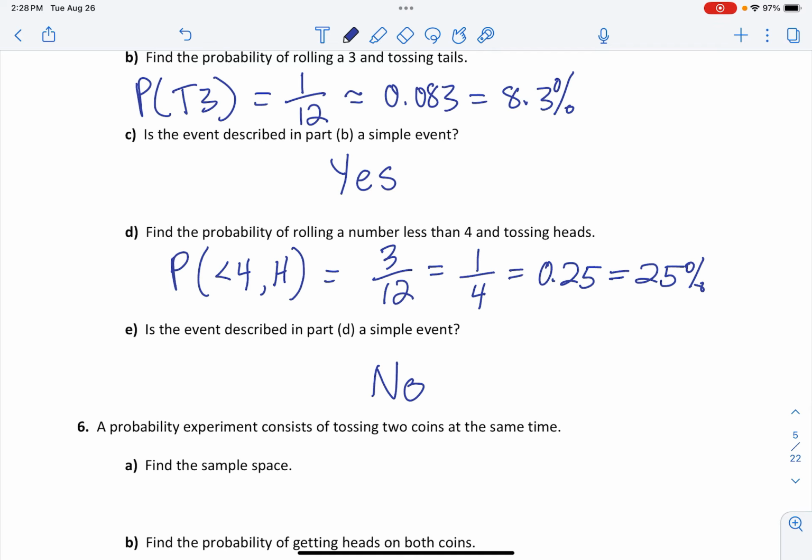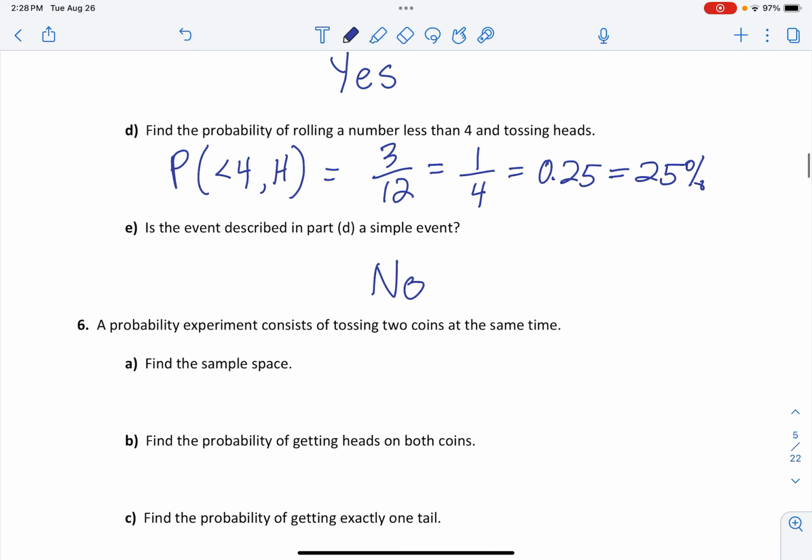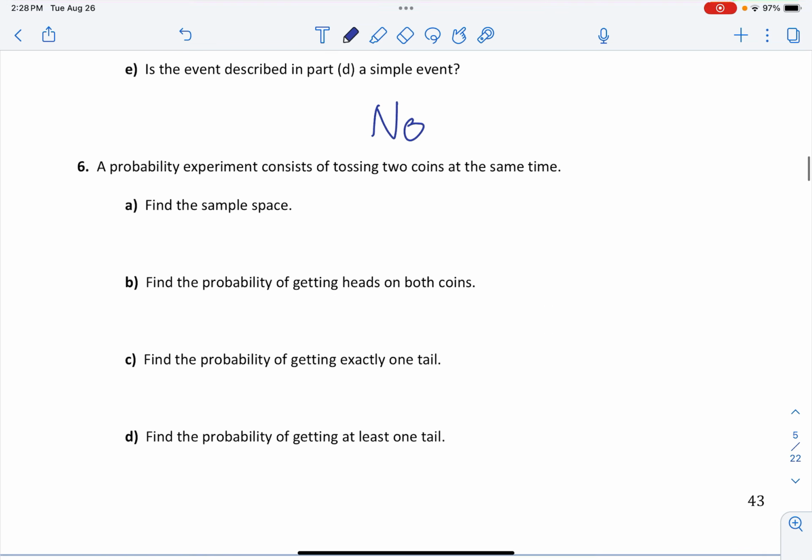Let's finish off the page and then we'll take a little breather, continue with the next video. This one: a probability experiment consists of tossing 2 coins at the same time. What's the sample space? This one's a little tricky because we have 2 objects, but they're the same type of object. But think of it as maybe 2 different colored coins, like a blue coin and a red coin, right?